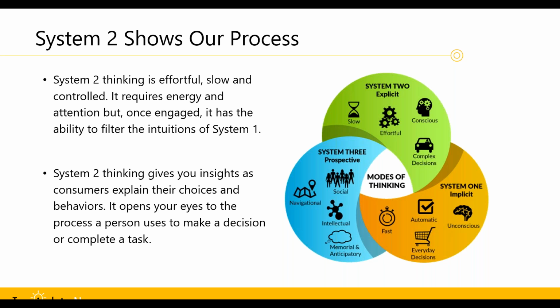System 2 shows how we process things. System 2 is our slow, effortful thinking that is typically very controlled. It requires a bunch of energy and attention to detail, but once it's engaged, it really helps you understand what was happening with the System 1 thought. So System 2 is really valuable for explaining why. It gives us insights into consumers' feelings around how they explain things, how they make choices, a lot about their heuristics, and it helps us understand why they're completing certain tasks the way they are.